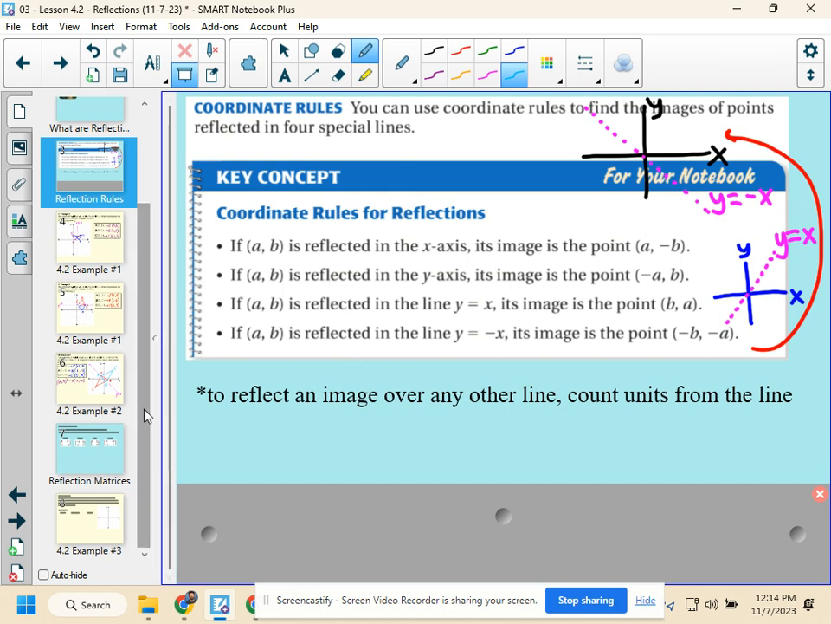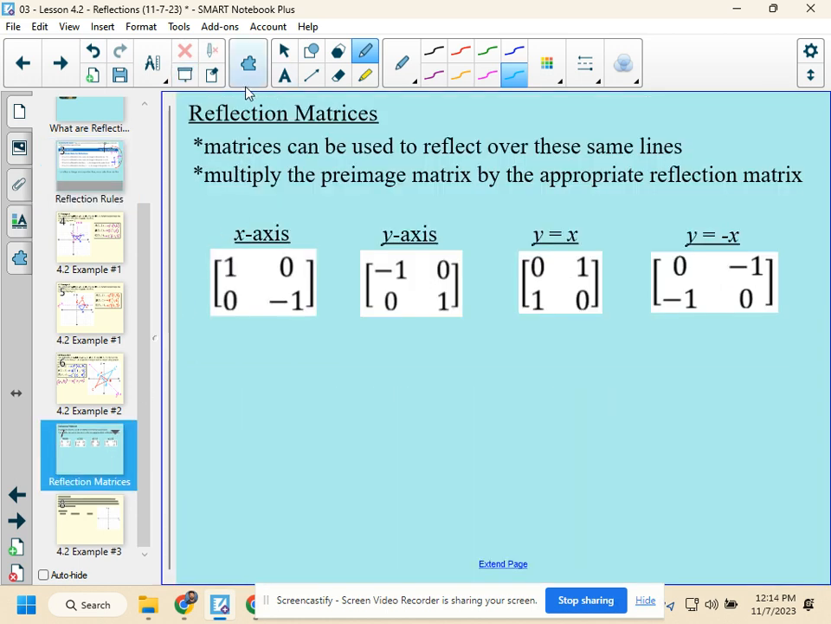All right, here we go. Last part of the notes. Look at that, not one of our longer ones. Reflection: we can also do reflections using matrices. Set up a section in your notebook that just says method number 2, using matrices. Matrices can be used to reflect over these same lines. How do we do that? Basically, multiply the pre-image matrix by the appropriate reflection matrix. So definitely add these to your notes.